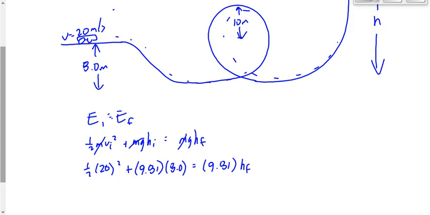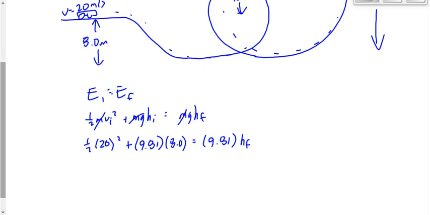So we're going to say 20 squared times a half, I believe, is 200. 9.81 times 8 would be 78.48. Thank you. Now it's getting easier here, right? 278.48 divided by 9.81. And what do we end up getting for that? About 28 meters per second, 29?